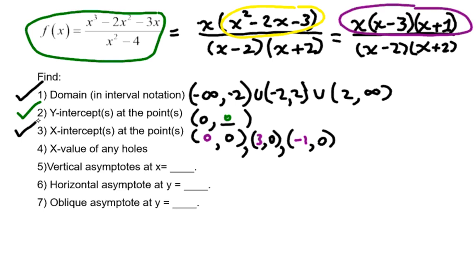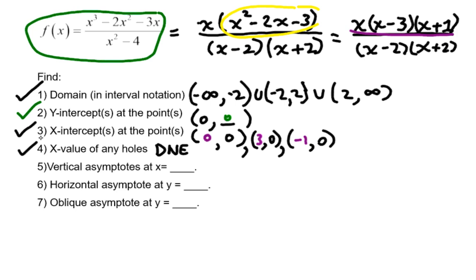Okay, now we're moving on to number 4. Number 4 says x value of any holes. All right, now holes occur when you get a factor in the bottom that cancels out with a factor in the top. So if you see an identical set of parentheses, once your whole function is fully factored, like we see here, okay, so I'm just looking at this factored version of the original rational function, and I'm looking to see if there are any sets of parentheses in the top that are identical in the bottom that we could cancel out. And there are none here, so the answer for number 4 would just be does not exist. Okay, there are no holes here. Okay, so we're done with that one.